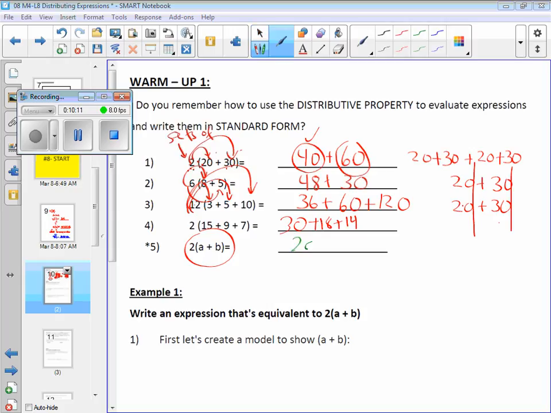What about two sets of B? We're going to model it here in a minute, too. Go backwards again. I know. Can we combine 2A plus 2B? We cannot. They're different variables.